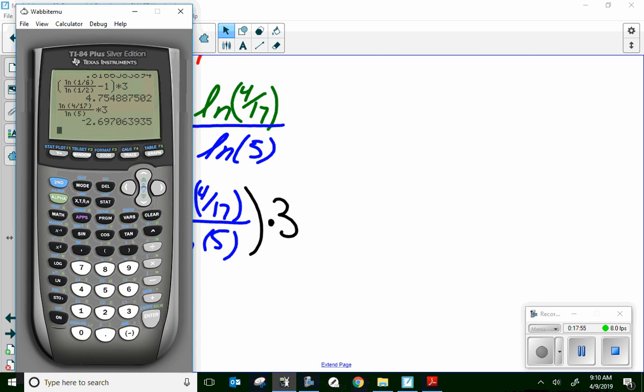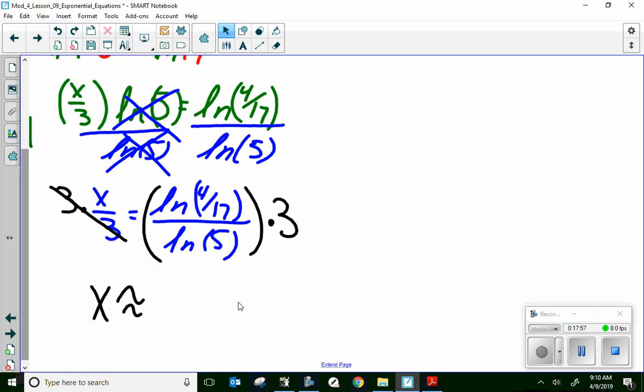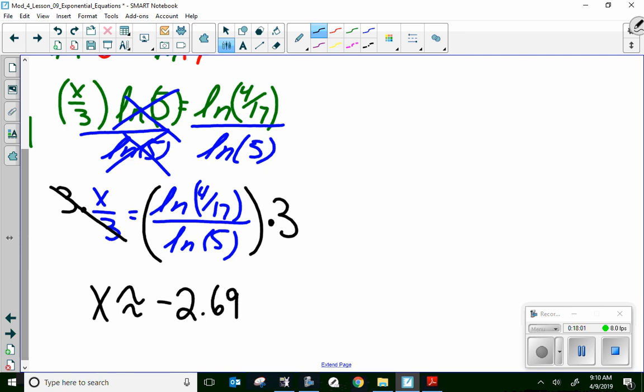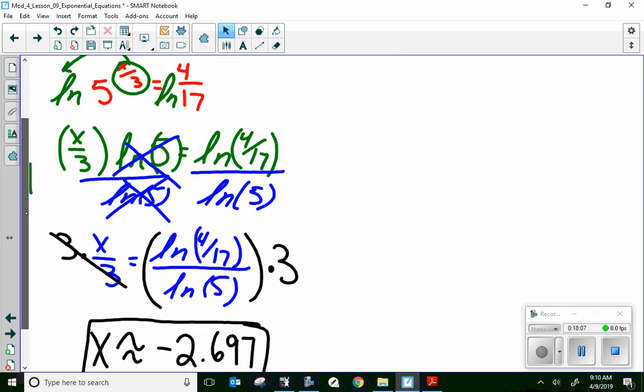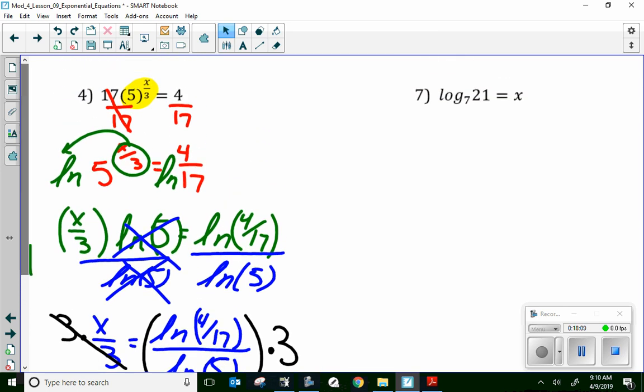Negative 2.697. Okay, negative 2.697. There you go. And this last one, you're like, well, how do I use this? I don't look it.